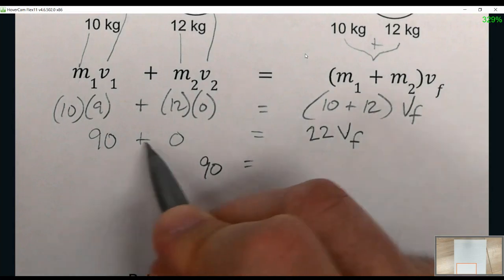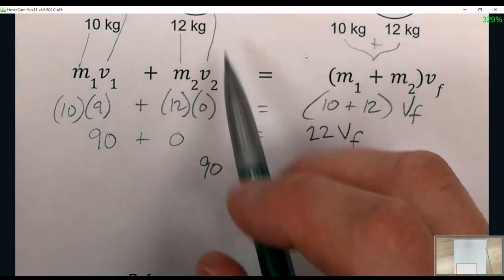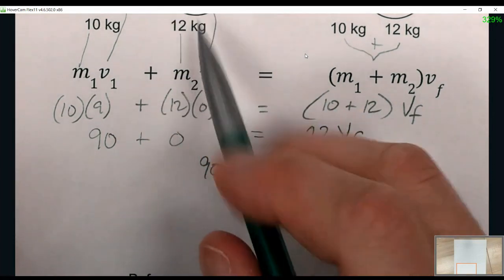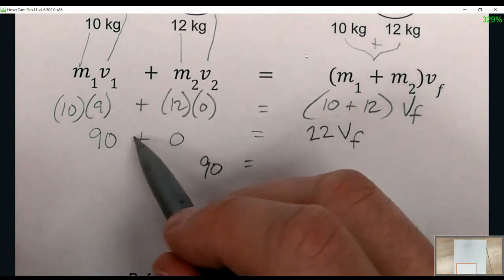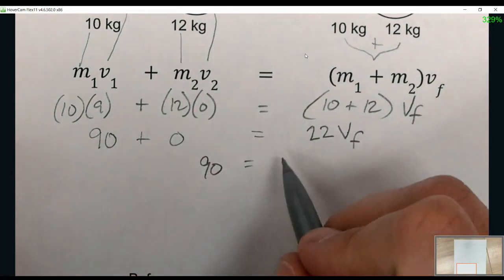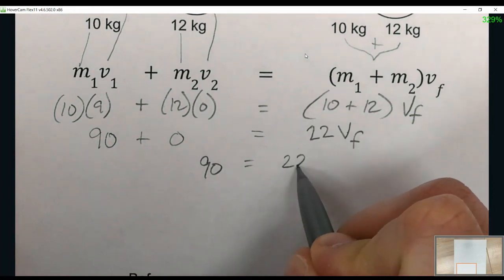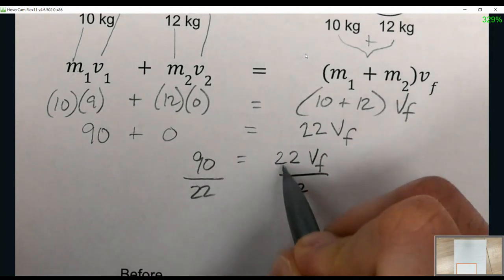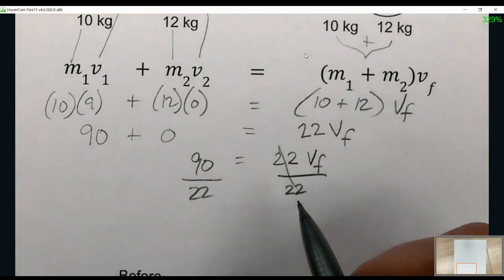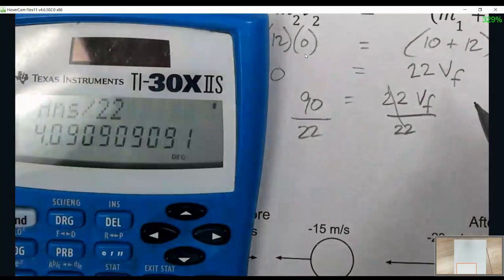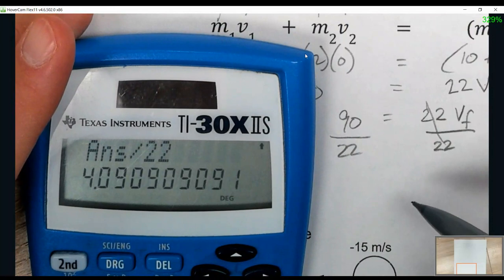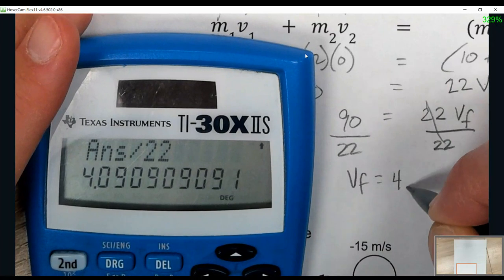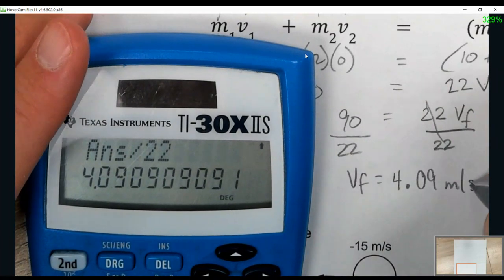90. If they did give you a velocity here, if it's negative, you have to make sure you put in negative. If it was going to the left, we would say it. If it's positive, you would add. If it was negative, 90 plus whatever the negative is gives you a different value here. Bring this down, and to get VF by itself, you're going to divide both sides by 22. So 90 divided by 22 is going to give us a value here of 4.09. And velocity is meters per second.